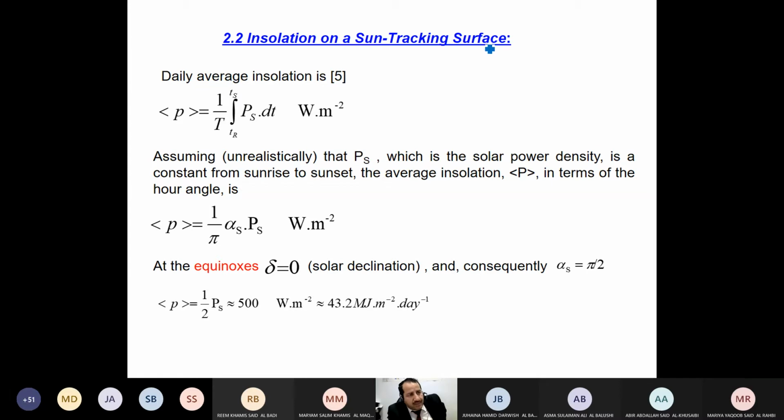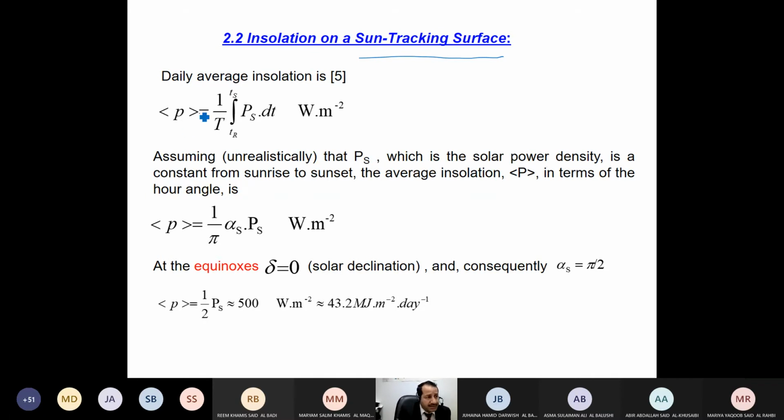Have a look here. If we talk about insolation on a sun tracking surface, what is the meaning of sun tracking surface? Let's assume this is the sun, my hand is the sun, and this is my collector. When the sun moves, the collector follows the sun. Why? Because we want to make sure that the solar radiation is directly focused on the collector. You may say that when we move it we lose power because we move it through motors. This is something else, we will talk about it. But now, some systems are movable. In our lab at Sohar University, on the top of this building, we have something similar, a sun tracking surface.